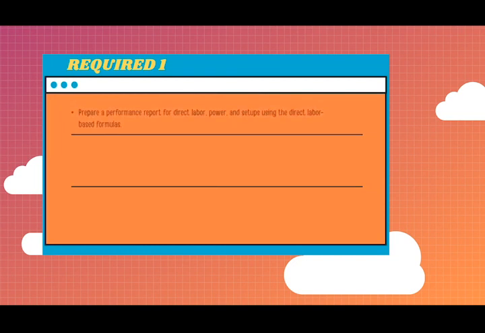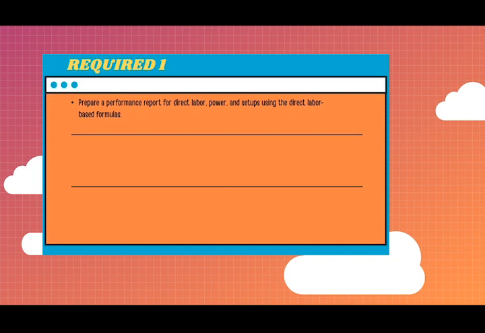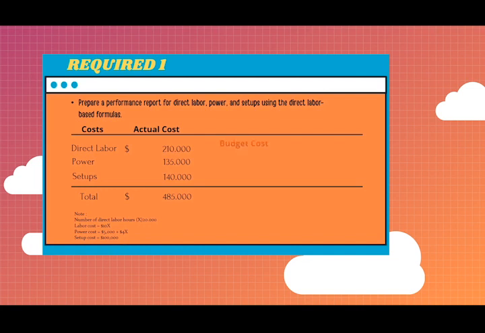Requirement number 1. Prepare a performance report for direct labor, power, and setups using the direct labor hour formulas. The actual cost of direct labor is $210,000, the actual cost of power is $135,000, and the actual cost of setups is $140,000, so the total actual cost is $485,000. As we can see, the number of direct labor hours X is 20,000.